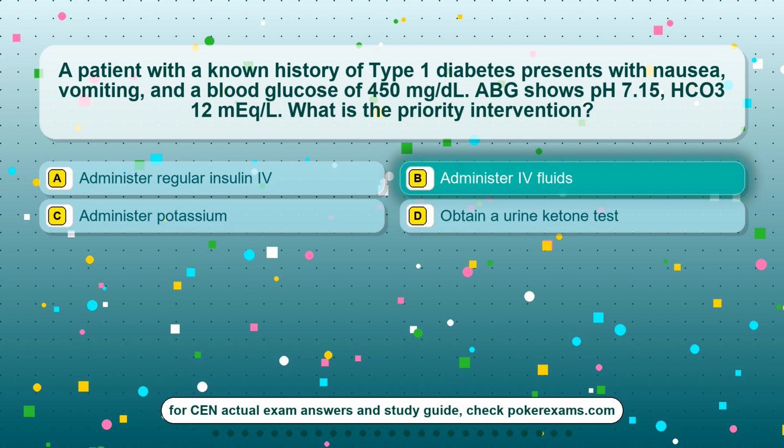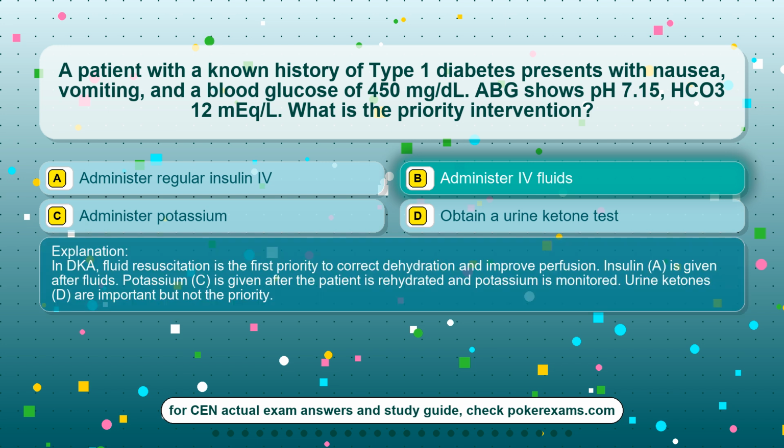The correct answer is option B. Administer IV fluids. In DKA, fluid resuscitation is the first priority to correct dehydration and improve perfusion. Insulin, A, is given after fluids. Potassium, C, is given after the patient is rehydrated and potassium is monitored. Urine ketones, D, are important but not the priority.